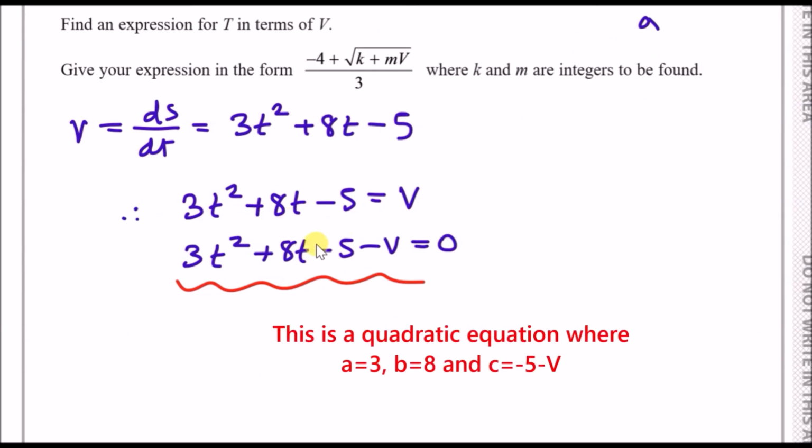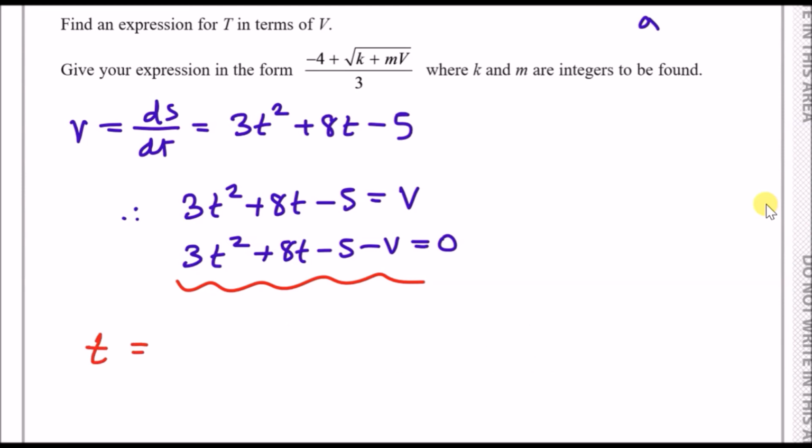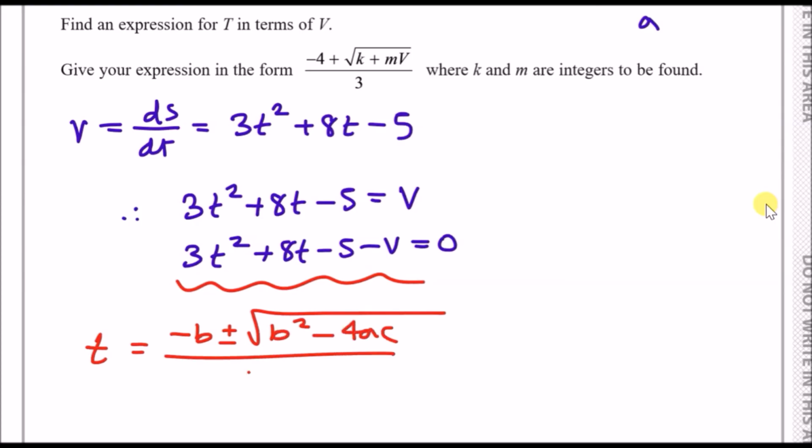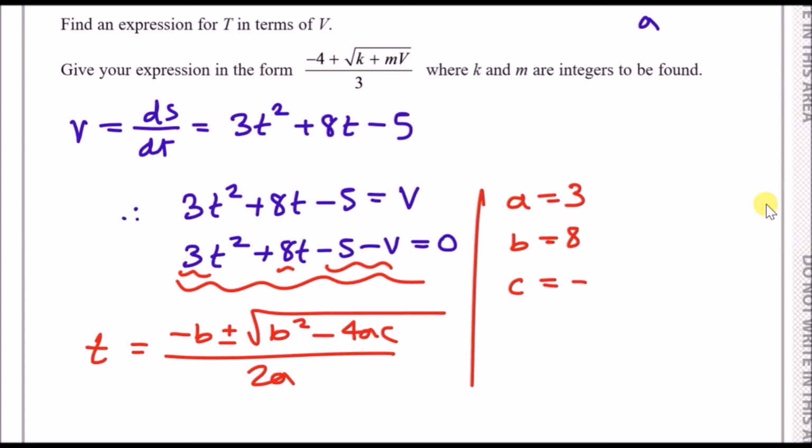Now, to solve this easily, I'll just go ahead and use the quadratic formula. So the quadratic formula is a bit like this. We say, all right, t has to equal minus b plus minus the square root of b squared minus 4ac, all over 2a. And just to recap, a is simply the coefficient of t squared, so a is 3, b is going to be your 8, so it's these two values, and c is going to be all of this. So c equals minus 5 minus v.